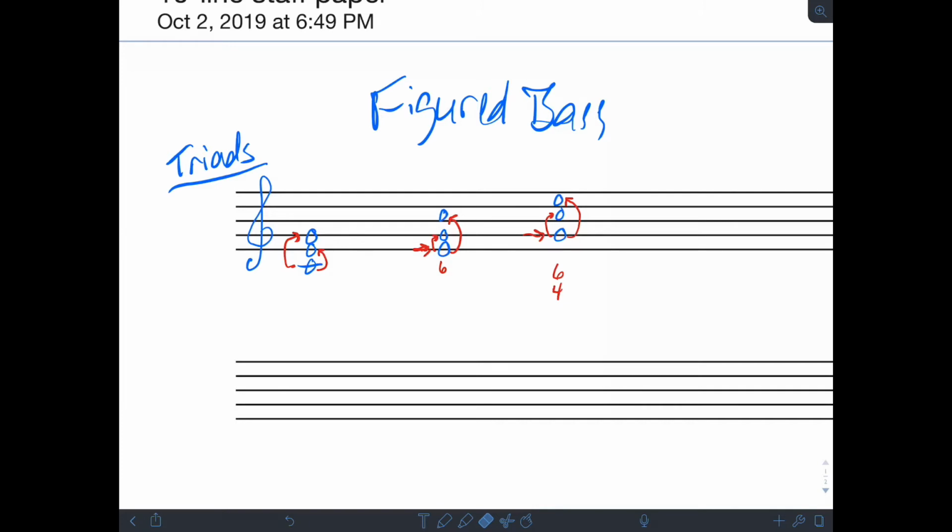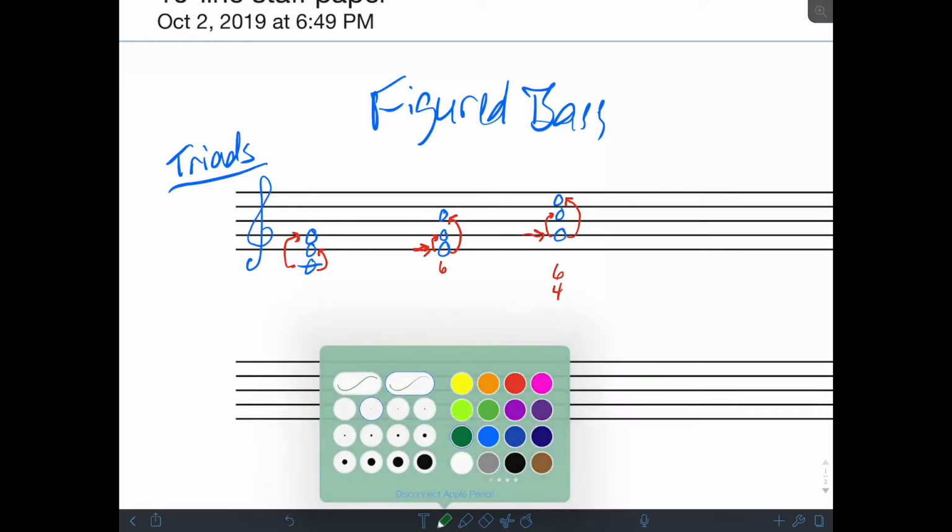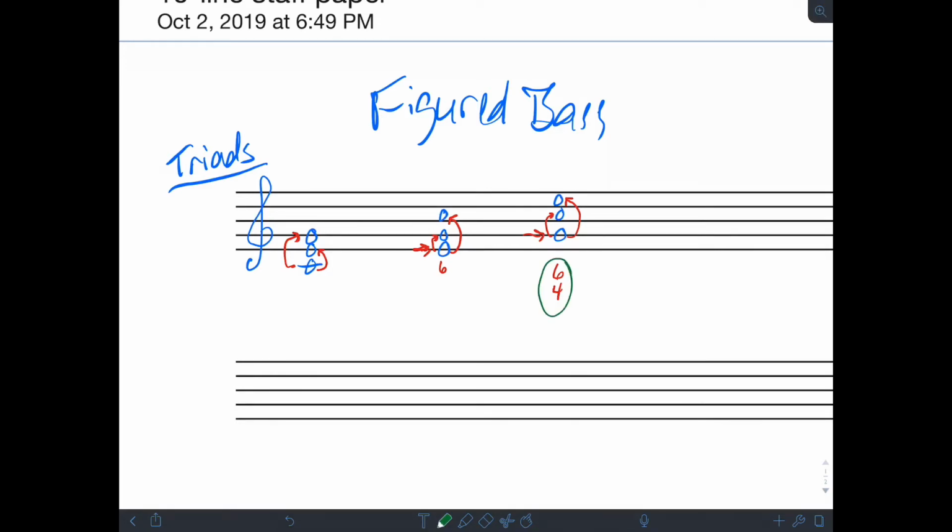It's just a 6. For second inversion, we go ahead and use the full symbol, because we want to highlight the fact that even though there's a 6th above the bass, there's also this 4th above the bass, and you don't want to confuse it with the 6th above the bass that has a 3, because that's a different inversion.